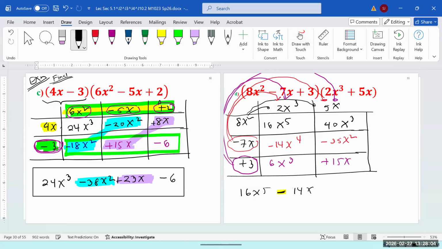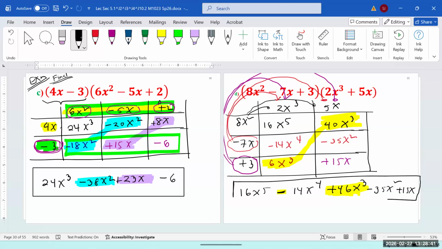Negative 14x to the fourth, $40 and 6. When you combine, you get positive 46x to the 3. Plus 15x. Good job, you got it.